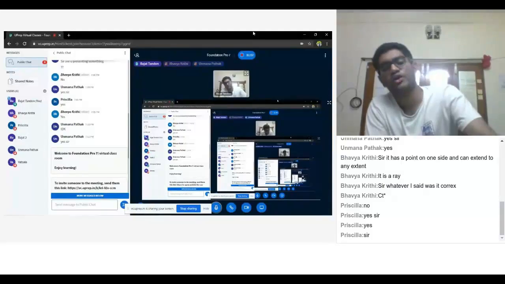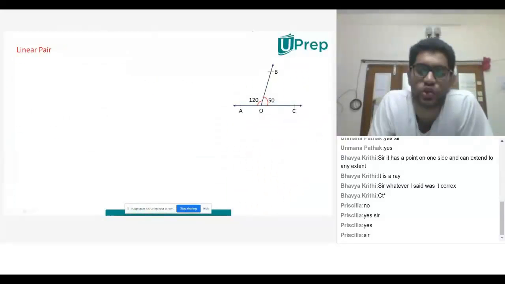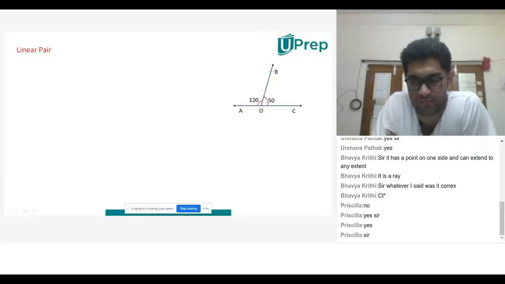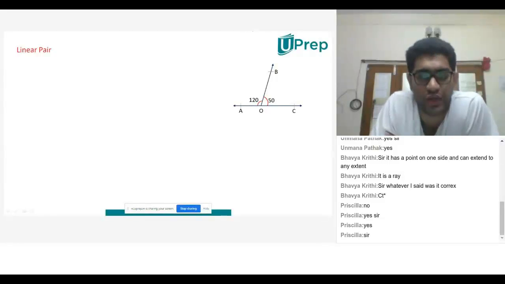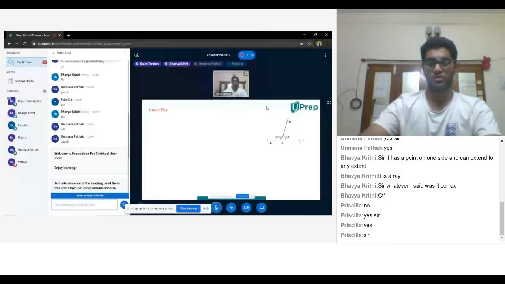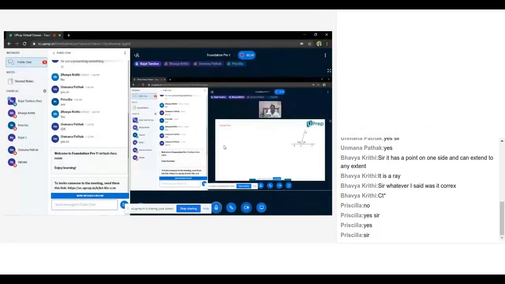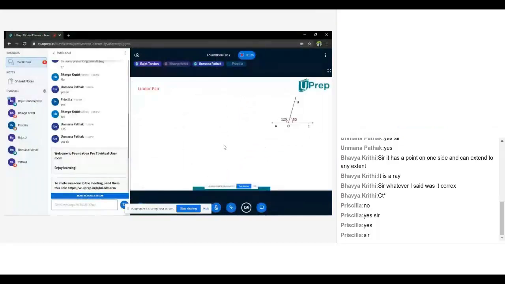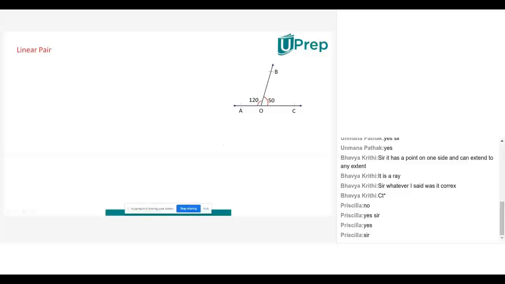Yes. Now, if you can look at the screen, what are the two angles that are given? Sir, BOC and AOB. Acute angle and obtuse angle. Brilliant, very good. Now, do these two form a linear pair? Yes, sir. But sir, it doesn't measure 180 degrees, it's 170.